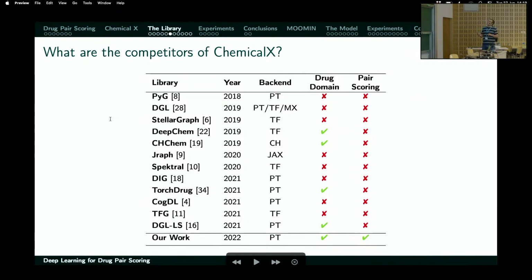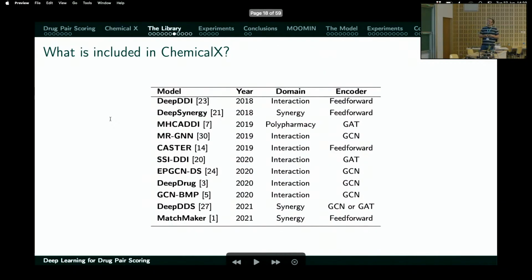Most of those libraries that were out there at the time in 2021, 2022 were running on PyTorch, which is pretty generic. The geometric deep learning libraries are most of the time not particularly drug domain specific, and they are not designed for drug pair scoring, so there was very clearly an opportunity for us to design something internally and to use it externally. Cool.